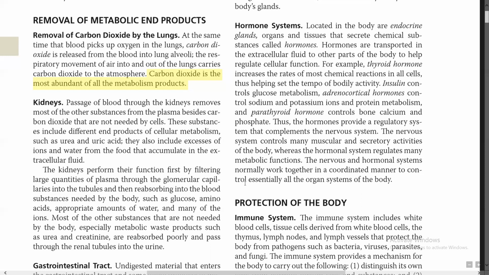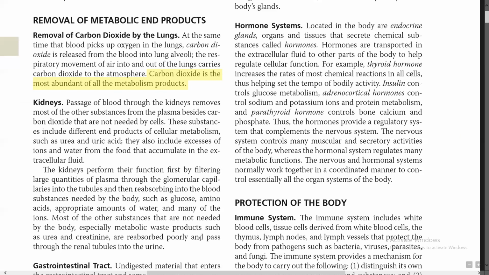The kidneys perform their function first by filtering large quantities of plasma through the glomerular capillaries into the tubules, and then reabsorbing into the blood substances needed by the body, such as glucose, amino acids, an appropriate amount of water, and many of the ions. Most of the other substances that are not needed by the body, especially metabolic wastes such as urea and creatinine, are reabsorbed poorly and pass through the renal tubules into the urine.